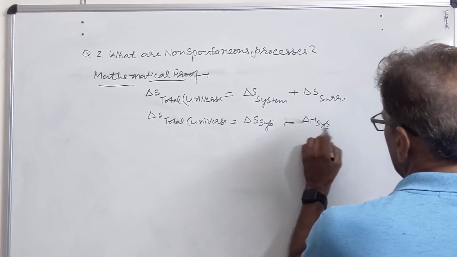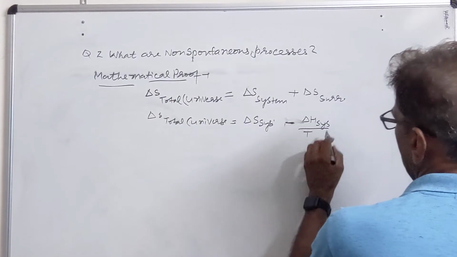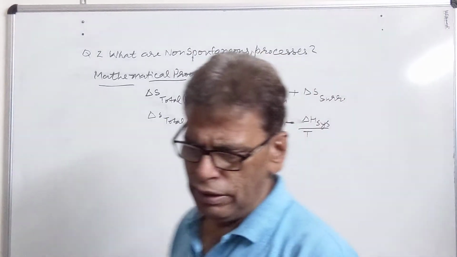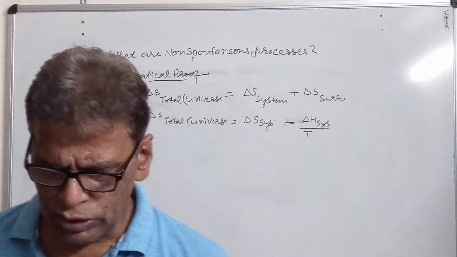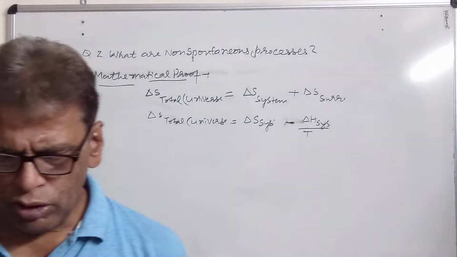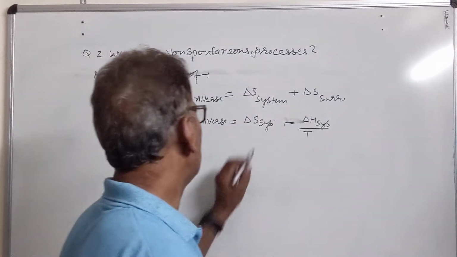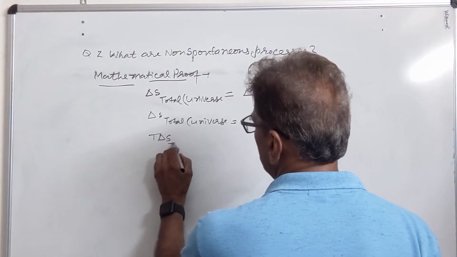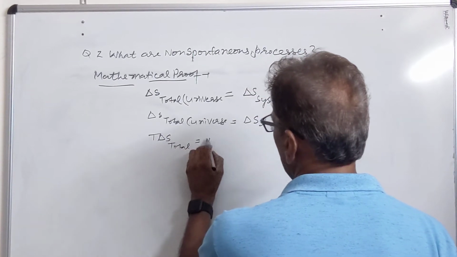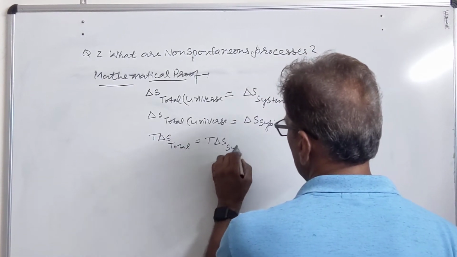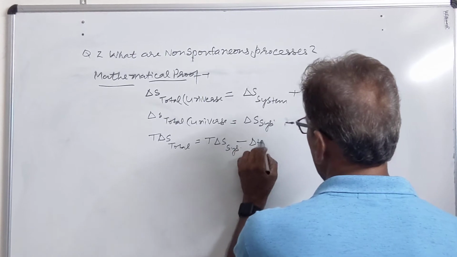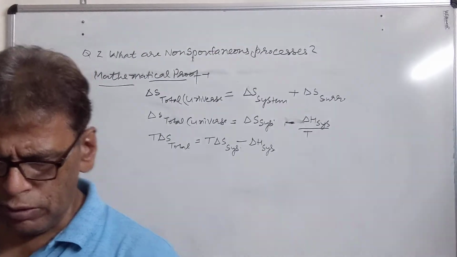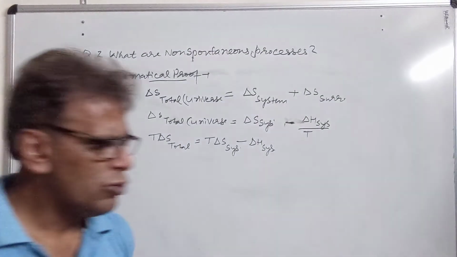So delta H system upon T. In place of delta S surrounding, we are putting delta H system upon T. We have converted both the terms in terms of system. So now we get delta S total, or we can write T delta S total of the universe, that will become T delta S system minus delta H system. So this is our equation now.